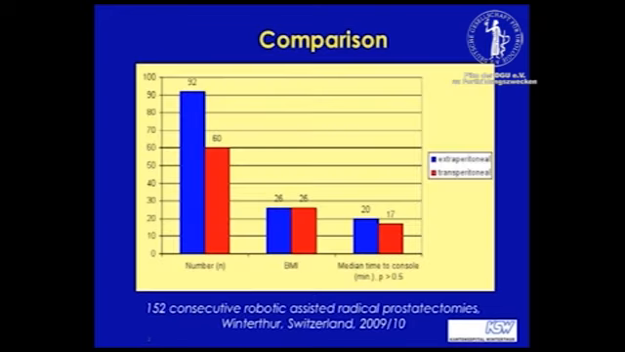In our series of the last 152 radical prostatectomies, a transperitoneal approach was chosen in 60 cases and an extraperitoneal approach in 92 cases. Median time to console was 17 minutes in the transperitoneal approach and 20 minutes in the extraperitoneal approach, with an equal median BMI in both groups.